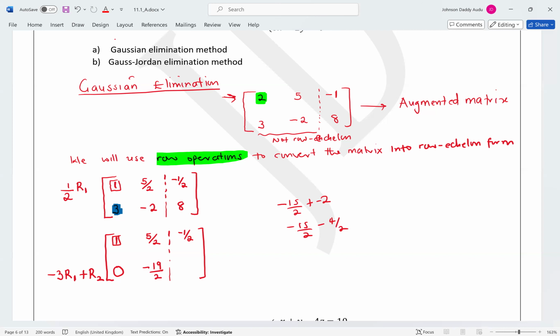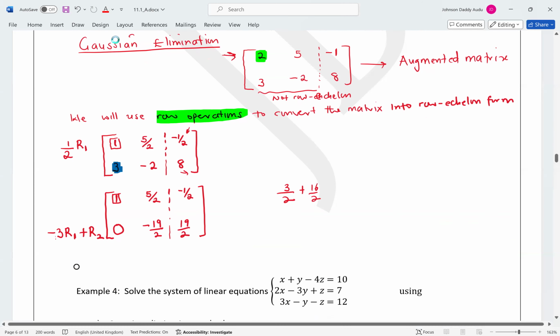So you do the same here. -3 times half is going to be -3/2. So just watch me. You have -3 times this one, which is 3/2, then you need to add it with 8, because this position here is 8. And 8 you can write as 16 over 2. So here you have 19 over 2.